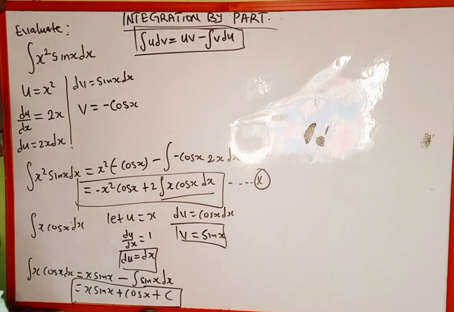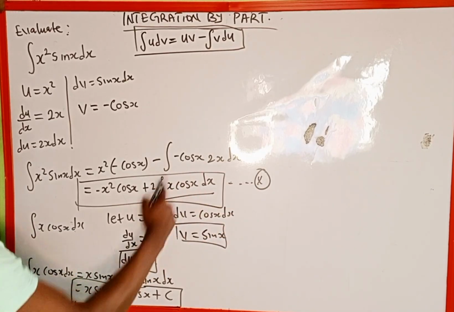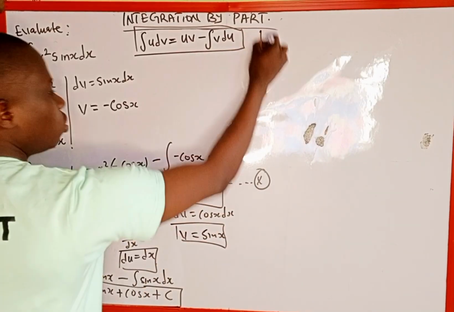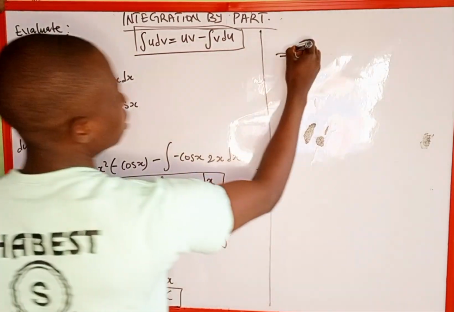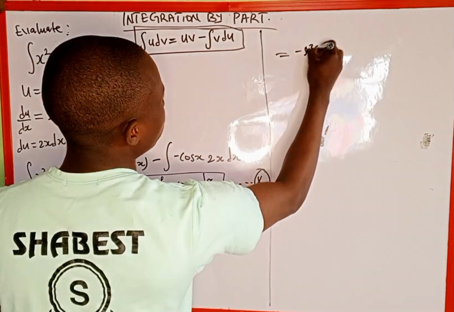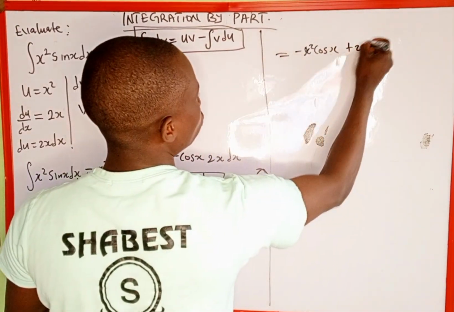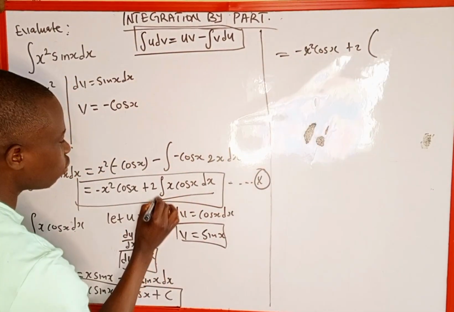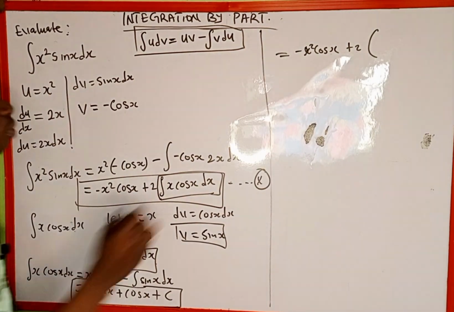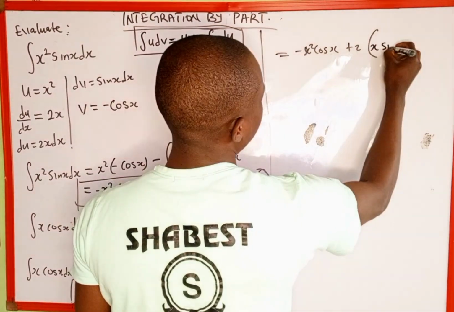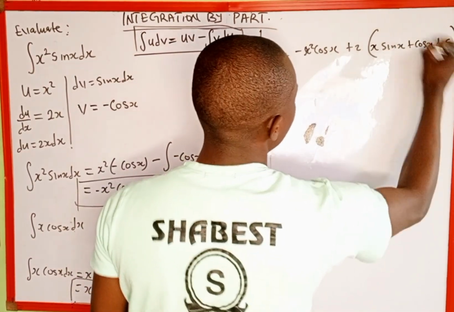Now we're going to take everything here and replace it back into the earlier equation, because we only want to evaluate this integral. So this is going to be equal to what? Minus x squared cosine x. We have minus x squared cosine x, then plus 2, then we open a bracket. In place of here, we are going to replace x sine x plus cosine x plus c. We have x sine x plus cosine x plus the integration constant.